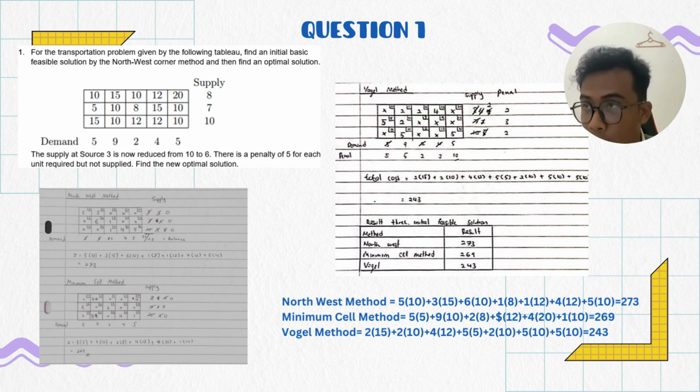243. As we can see from the table that I made, for the northwest method we got 273, the minimal cell method 269, and the Vogel method is 243. Which means the Vogel method is what we should choose for the initial feasible solution.